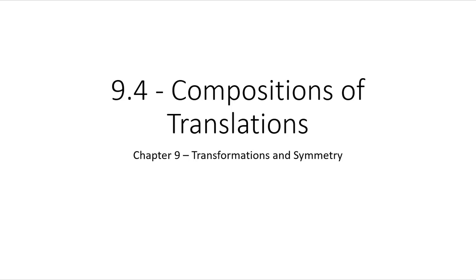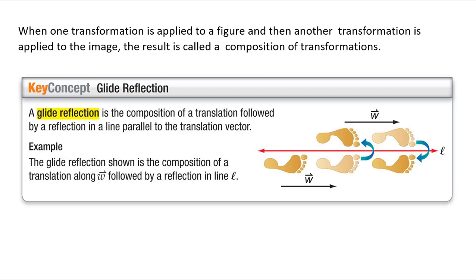Today we're going to be talking about compositions of translations. This is basically where we have two transformations that are going to be performed together. The first is applied to a figure and then another transformation is applied. Really what we're going to be focusing on is a glide reflection, a translation followed by a reflection on a parallel line.